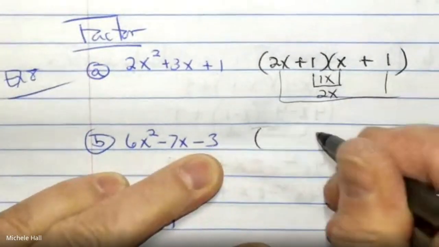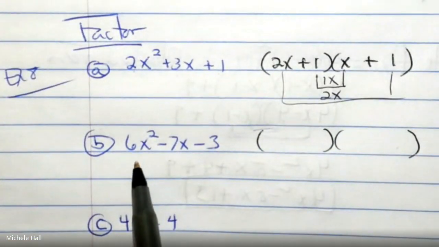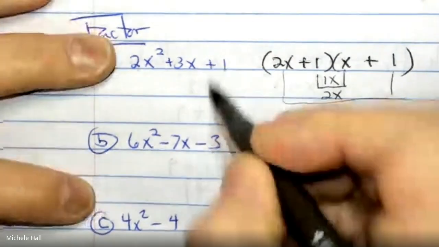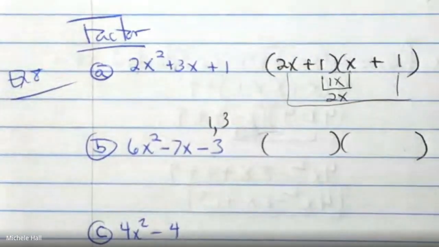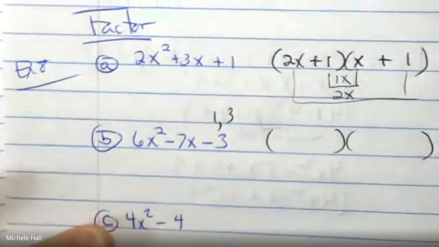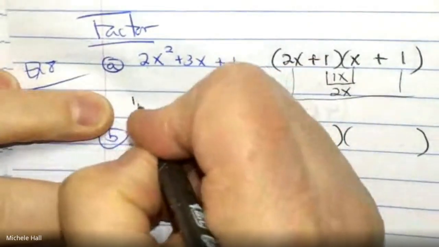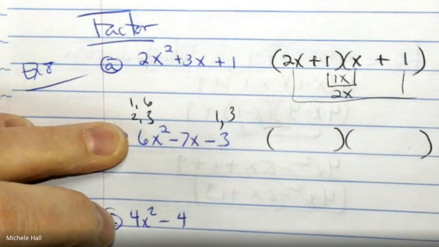Problem B, 6x squared minus 7x minus 3. I still am going to have my 2 sets of parentheses. 6 is not prime. So I have some options of what to put in for the 6, but 3 is prime. I only have 1 and 3 for factors of 3. And I have 2 sets of factors for 6. I have 1 and 6. And I also have 2 and 3.